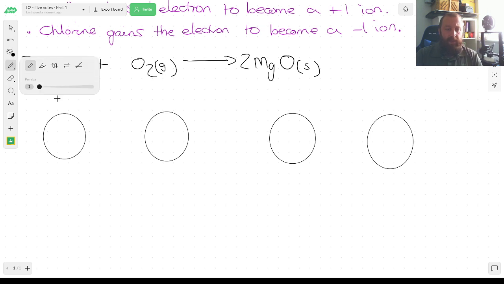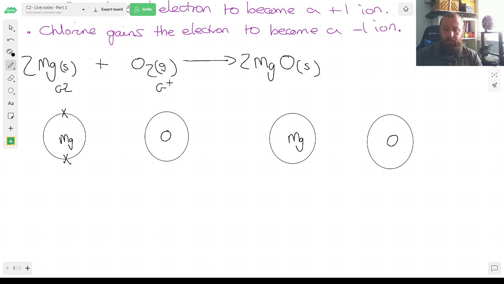And let's just go through and put Mg, O, and Mg, O. So nothing particularly complicated there. I'm then going to have a look at the group. So magnesium is in group 2, so I must have 2 electrons. Oxygen is in group 6.